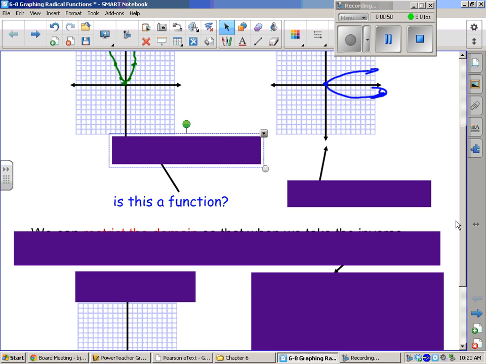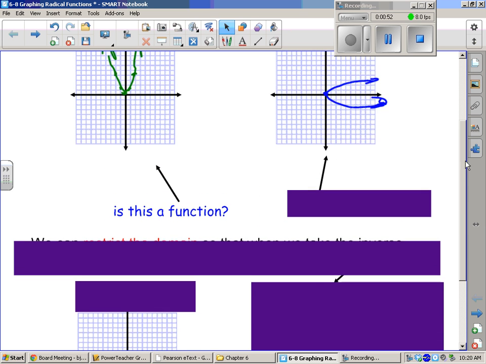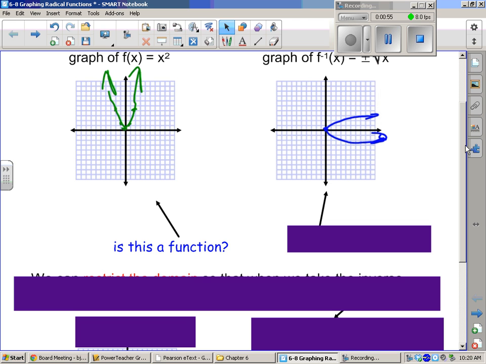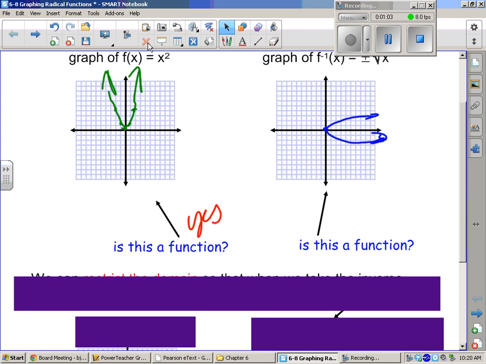But when we look at the green parabola, is that thing a function? How do we know? You can do the vertical line test. Does it pass the vertical line test? It surely does. This one is. Okay, what about this? Uh-oh. Definitely not.